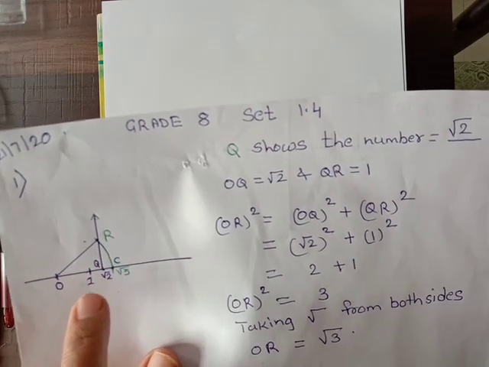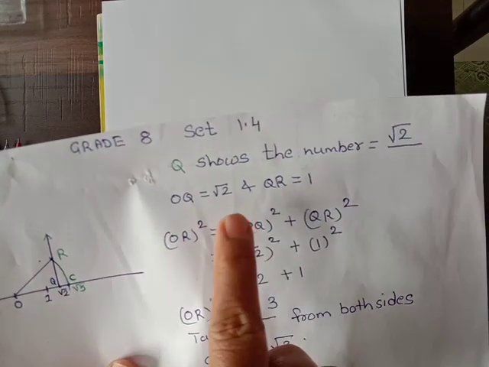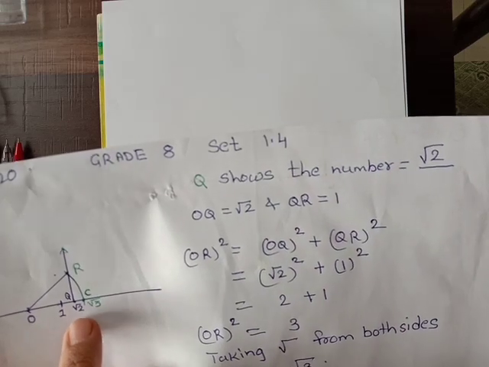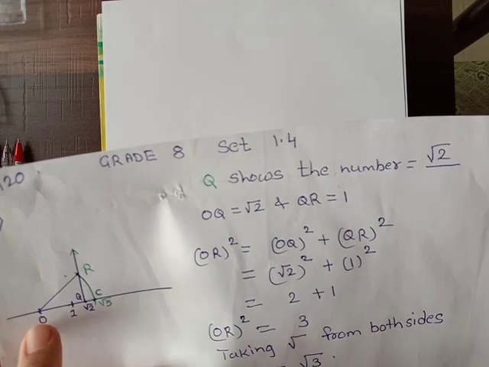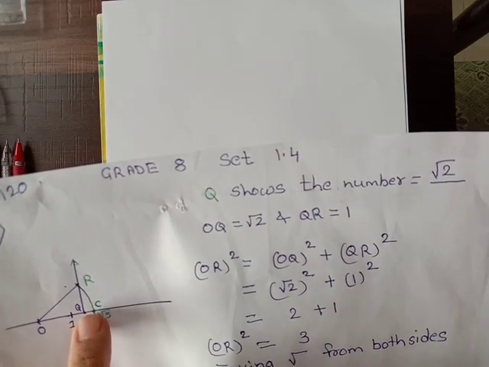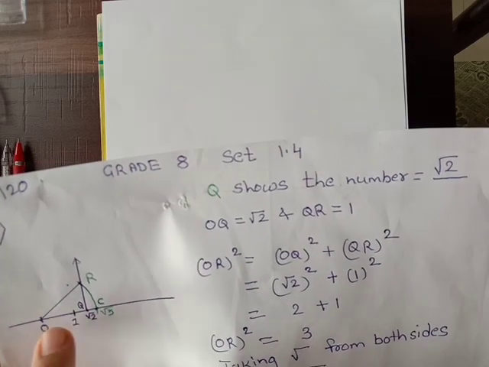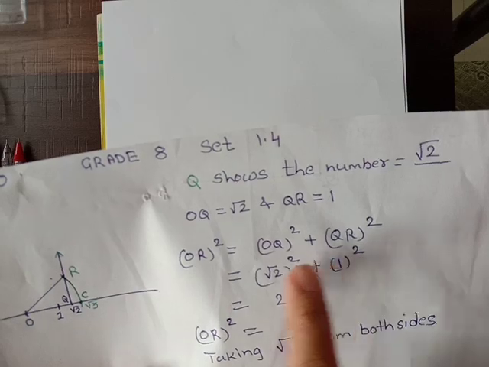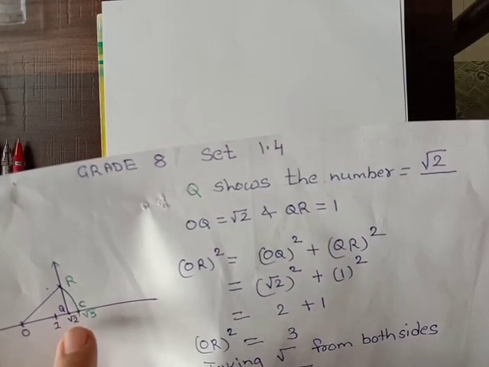Now distance O to Q is root 2, and therefore your first fill in the blank, Q shows number root 2. Okay, now if we apply Pythagoras theorem in this triangle, we get OR square is equal to OQ square plus QR square. That is what we have written over here.